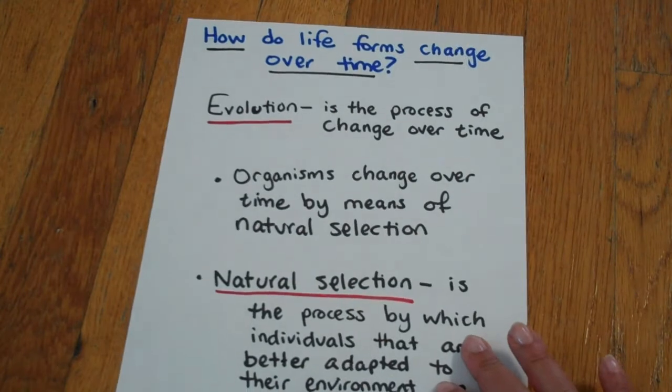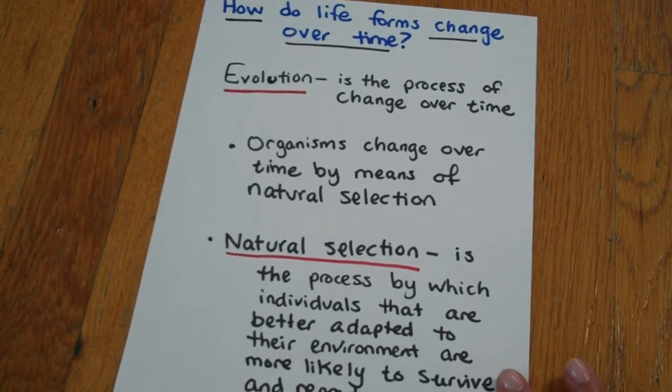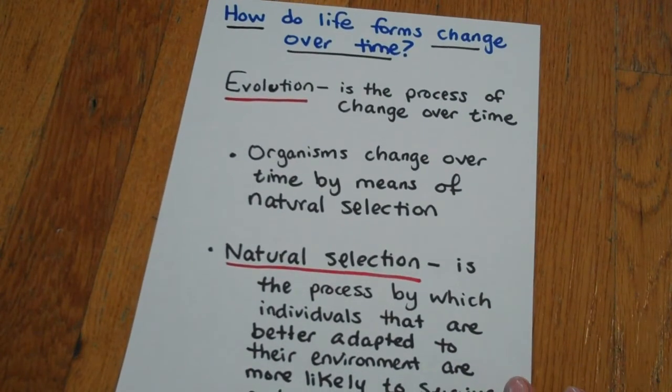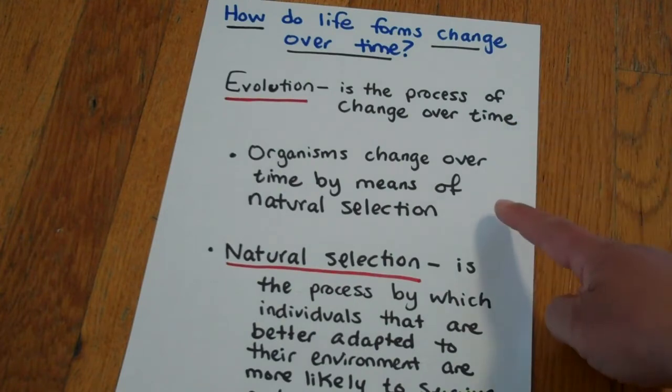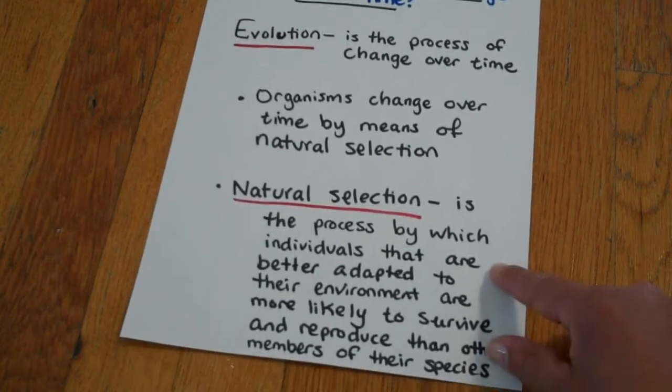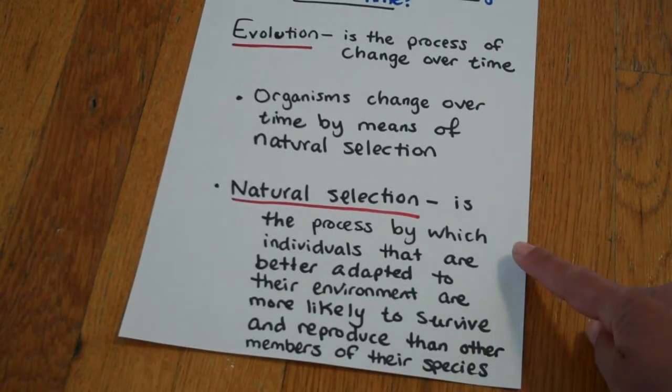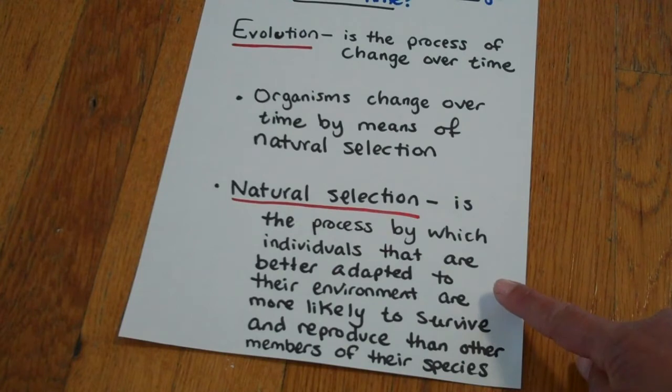Those mutations can lead to how things change over time. So the question is, how do life forms change over time? Evolution is the process of change over time. Organisms change over time by means of natural selection. Natural selection is the process by which individuals that are better adapted to their environment are more likely to survive and reproduce than other members of their species.